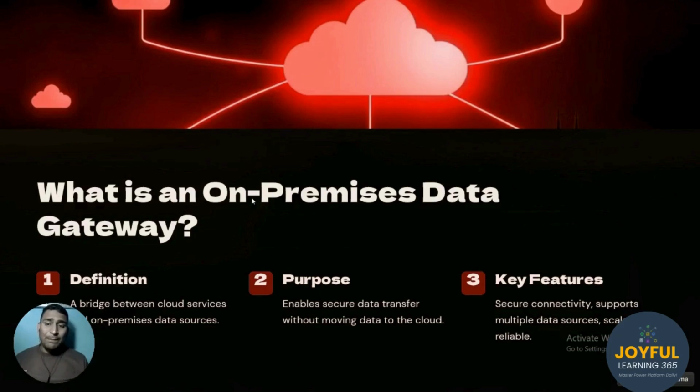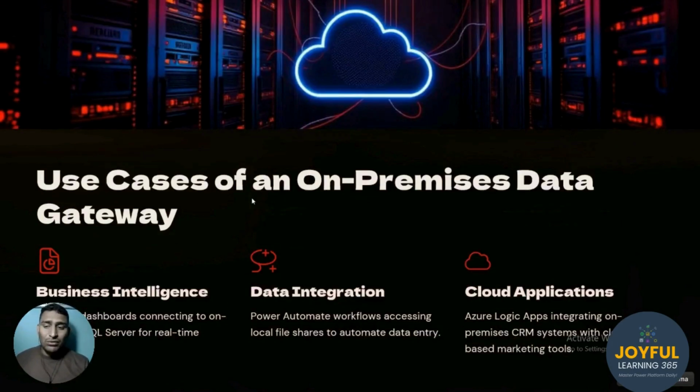This tool was provided by Microsoft. Till now we discussed what an on-premise data gateway is, but in the upcoming few minutes, we'll try to understand how to use it. As I told you, these are the big use cases: Power BI dashboards connecting to the on-premise SQL Server for real-time reporting; Power Automate workflows accessing local shared files to automate data entry; cloud applications like Dynamics 365 CRM and Azure applications; and Logic Apps. We can get the same in different types.